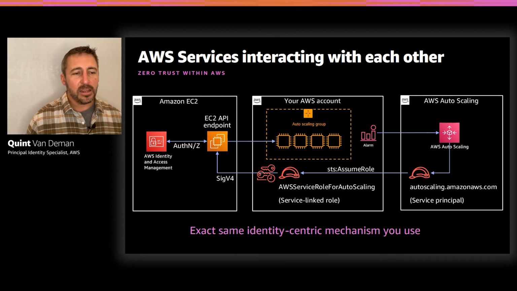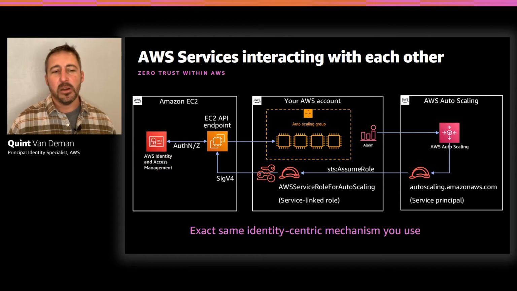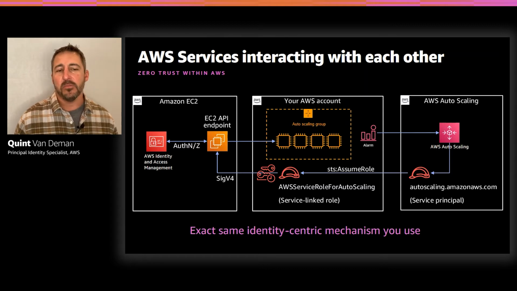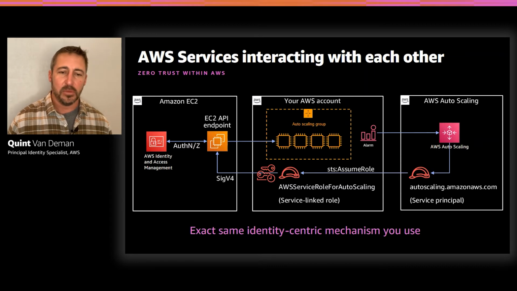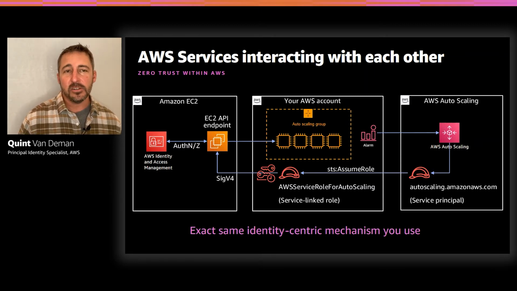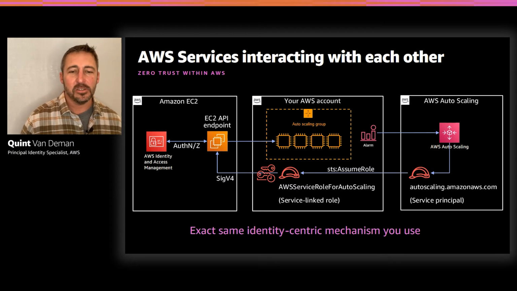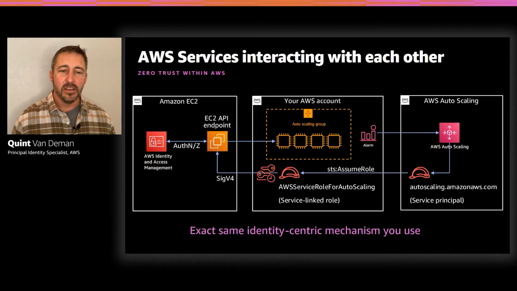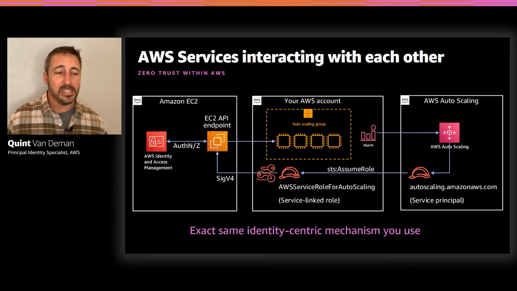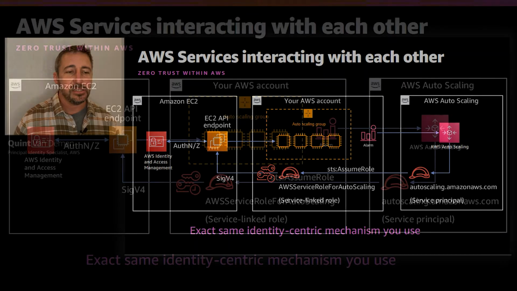Right? And what's essentially going on there is that even though auto-scaling and EC2 are both AWS services, they have no inherent trust, network or otherwise, of each other, and they use strong identity-centric controls as the basis of the security model as they operate on your behalf. And this is the exact same identity mechanism that you use as a customer.